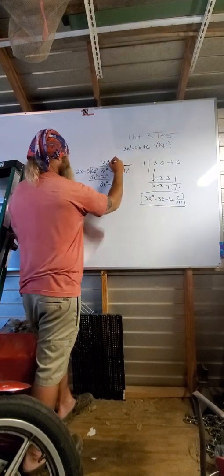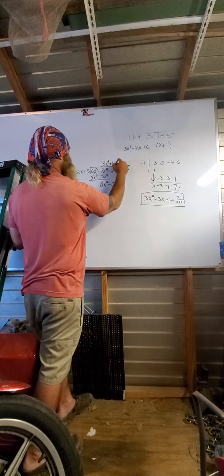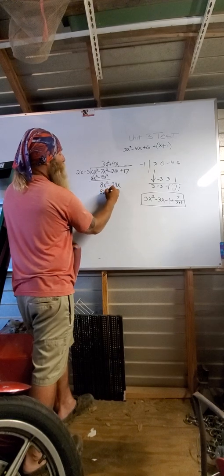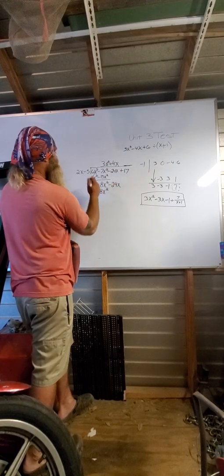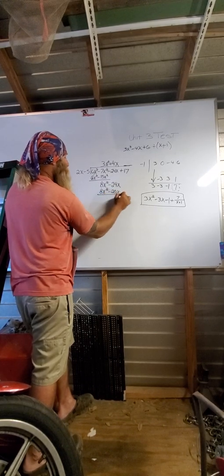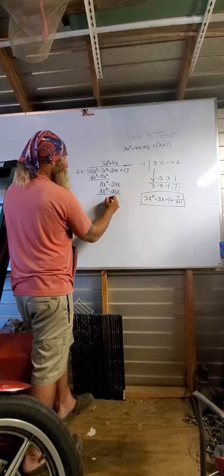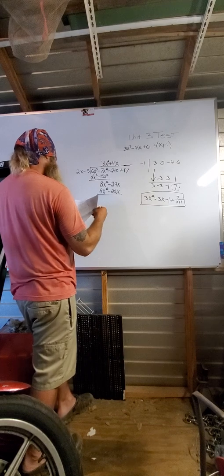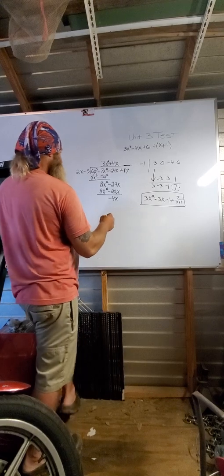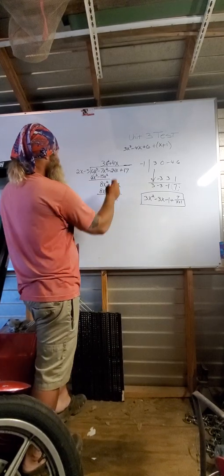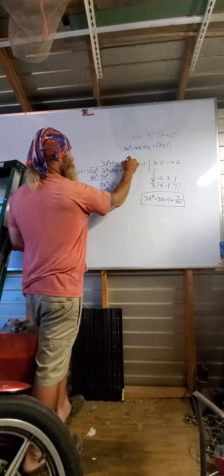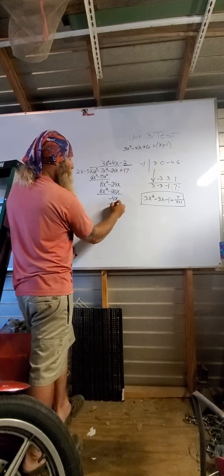Yeah, 4x. So 4x times 2x will give us 8x squared. 4x times negative 5 gives us a negative 20x. We work that out. We've got negative 4x. What times 2x is going to give us a negative 4x? Negative 2. Negative 2 times 2x is a negative 4x.